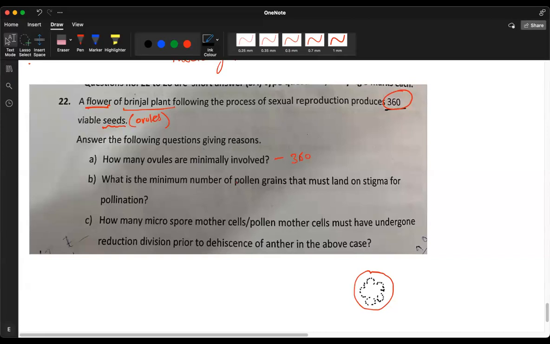But minimally, if there were 360 seeds, there has to be 360 ovules, because ovules are future seeds and ovaries are future fruits. So it's a very simple question if you think about it. What do you think, Iram? Do you understand, everyone? So minimally, there has to be 360 ovules. Otherwise, how will you make 360 seeds? One ovule, one seed. Make sense? Yes, sir. Then what is the minimum number of pollen grains that must land on stigma for pollination?